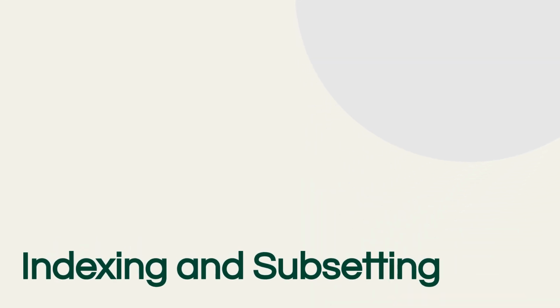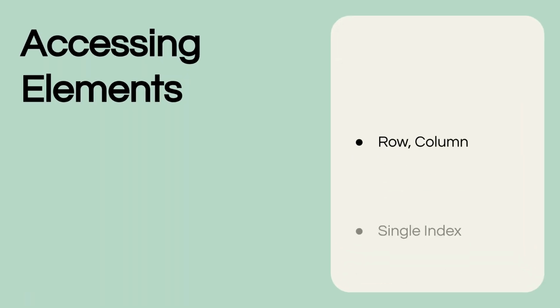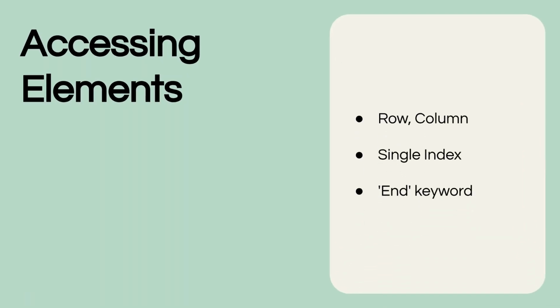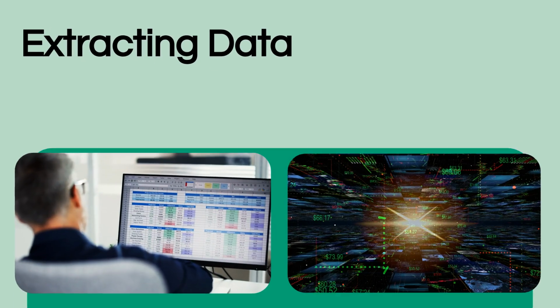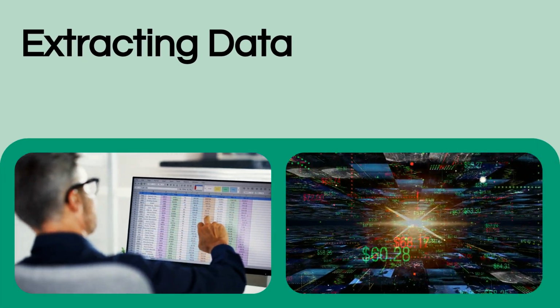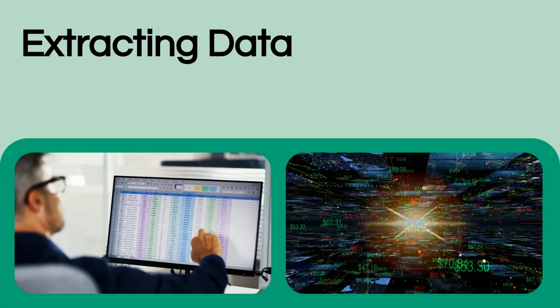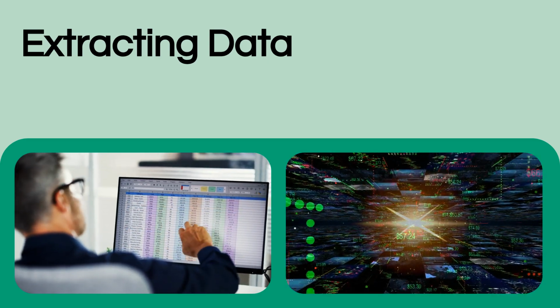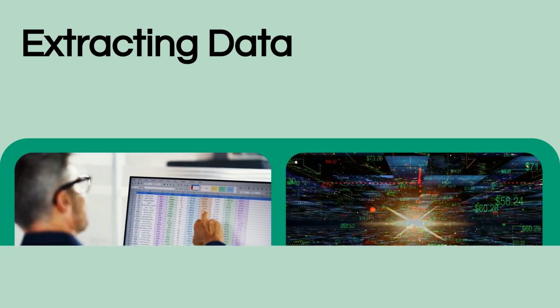Being able to target specific parts of your data is crucial. Let's look at indexing and subsetting matrices. You can access individual elements by specifying their row and column index, or by using a single linear index. You can extract entire rows or columns using the colon operator. This is essential for focusing on specific variables or observations within your dataset.